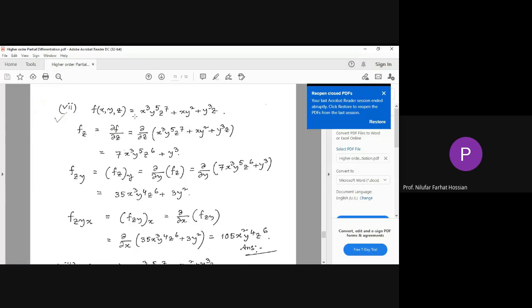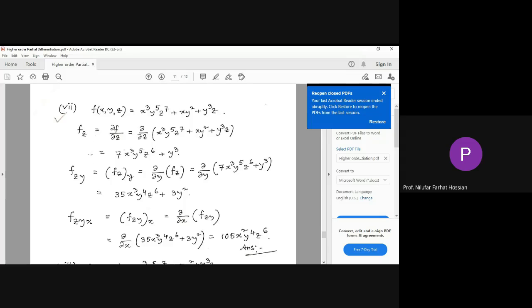So at first fz means del z of f, del f by del z. This is yours, f with respect to z. So this term will be constant for us. And here x cube y to the power 5 is a constant factor. For this z to the power 7, you will get 7z to the power 6. So ultimately this term, and this will give you 0, and this will give you just y cube.